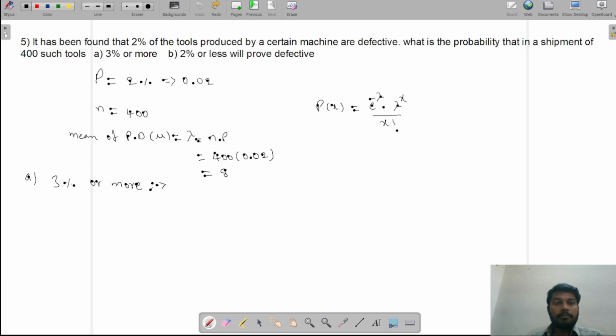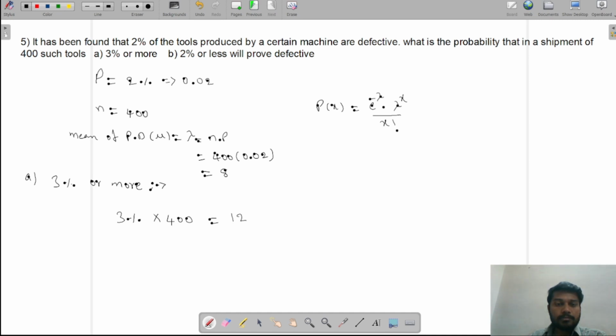So now what is my aim right now? Converting that percentage into a real number. So how can I convert that percentage to an integer? Tell me. Given in the question, 3% or more, 3%. So 3% of how many, where I have to find the probability? What is the probability that in a shipment of 400 such tools? So this 3% I'm multiplying with 400. Okay. So by multiplying with 400, what is the answer I will get?